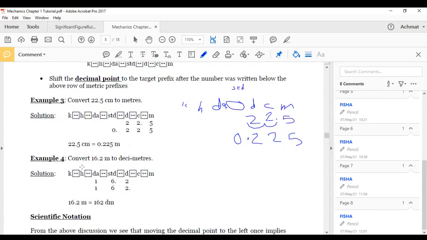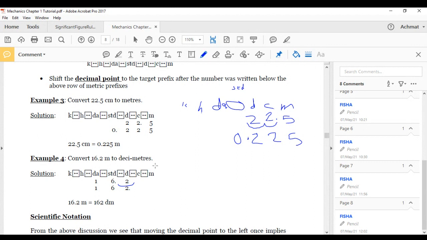Take another one here. Convert 16.2 meters to decimeters. So again, can you see the dot is, we say we have meters, so the dot must be at meters. Standard form, there's my dot. See that? Then the 6 and the 1, and then the 2 is on the other side, there we are, at the deci. You want to write this in decimeters, so that means I must shift this dot to deci. I shift it to the right once. There's my dot over there. So 16.2 meters would be equal to 162 decimeters.